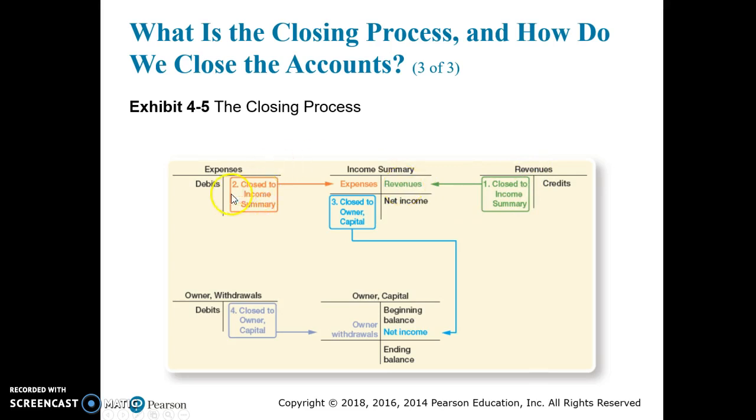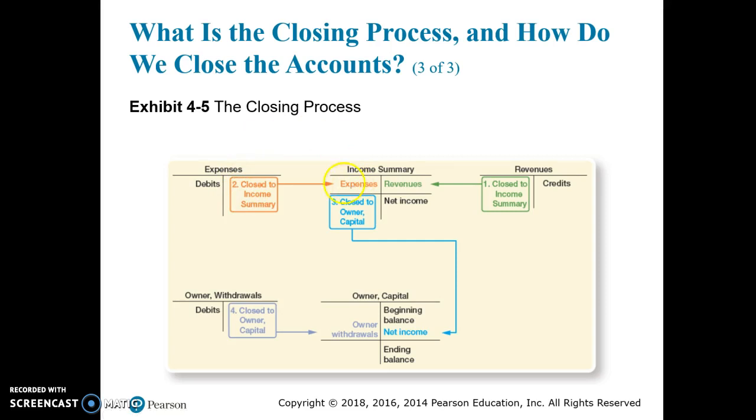The second step is to close your expenses, and you know your expenses have a normal debit balance, so to zero out your expenses, you would credit them. If you credit your expense, you would debit income summary.